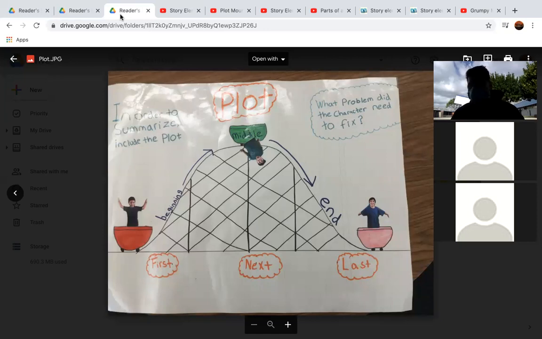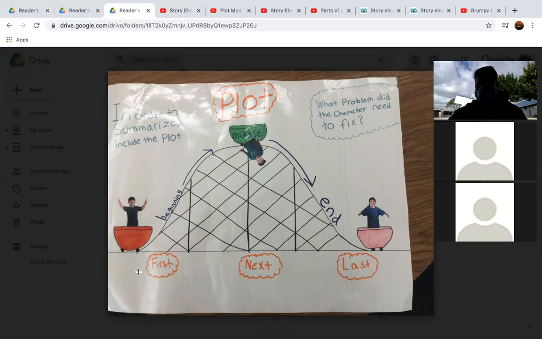Well, I think that at the beginning they start out on a high note, and near the middle they start getting a little problem in the story, and then by the end they fix it. Good job. So if we look at our poster right here, each story has a beginning, middle, and end. Usually the plot is the problem of the story, and it usually happens in the middle, and towards the end is how that problem is solved. So you guys both touched on that.